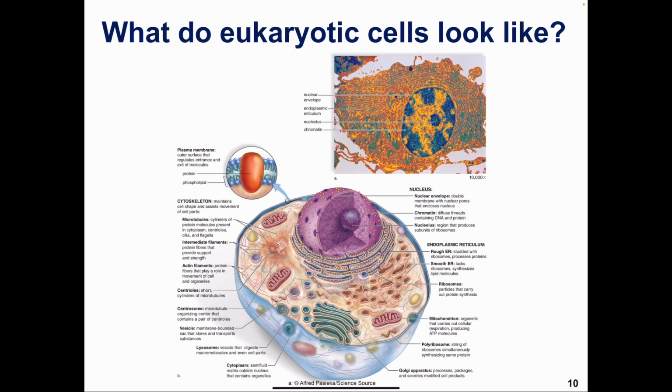Now, here we have a representation of a cell, an animal cell. That cell has all the structures you could find in an animal cell, like a skin cell, right? We have the plasma membrane. We're going to have the nucleus.